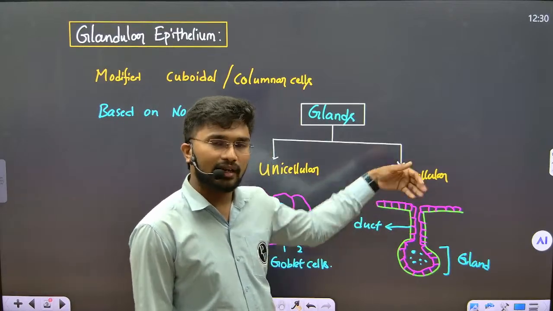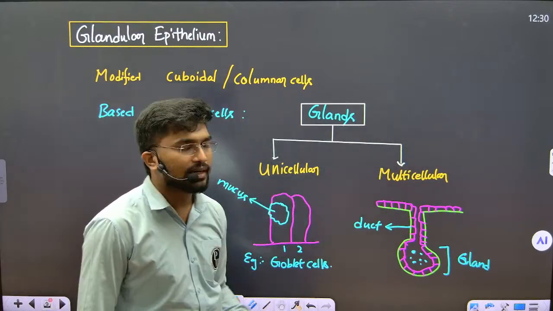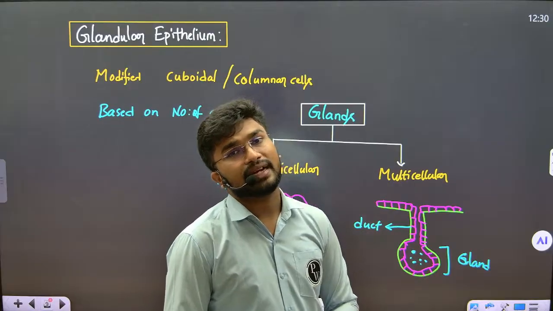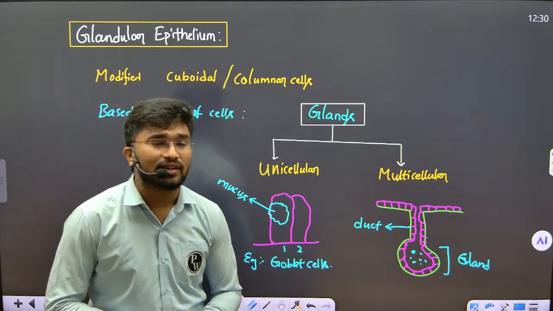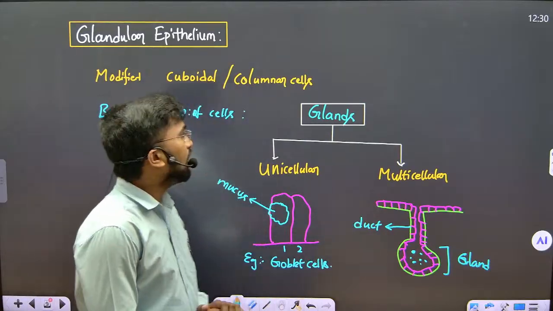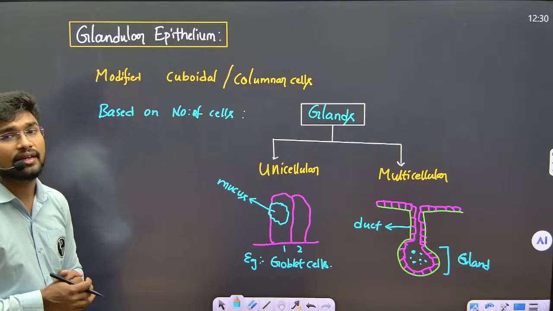Other than the unicellular goblet cell, all other glands come under multicellular, like salivary gland, pancreatic, intestinal glands. Clear? Okay, so this is about glandular epithelium.